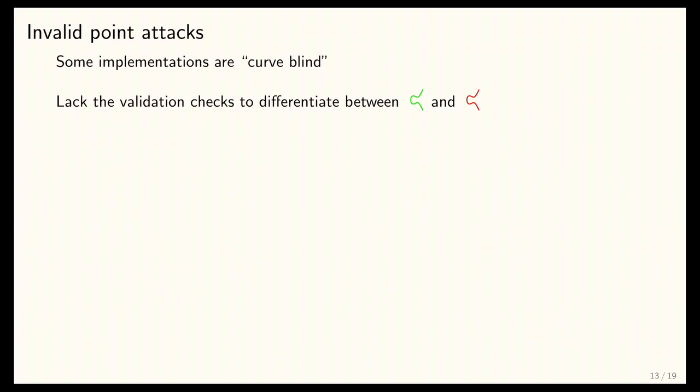So the next attack vector we look at is invalid point attacks. The way I'm going to explain this is that some implementations are curve blind. This is my own terminology. You won't find it in the literature. But basically it means that you lack the validation checks to differentiate between these two curves, this green curve and this red curve. So those in the audience who are colorblind, you can feel the pain now.